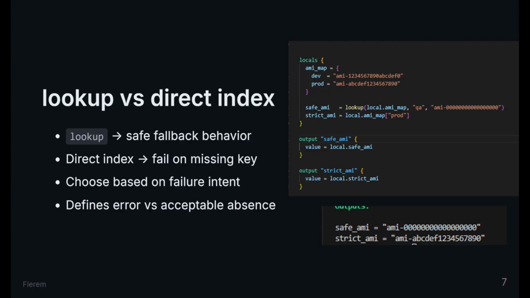Use direct index syntax when missing data should stop the plan. Use lookup when missing data should resolve to a known fallback. The mechanism is not about convenience. It is about declaring whether absent is an error condition or an acceptable branch in the design. Terraform explicitly notes that omitting the default in lookup is deprecated because that behavior collapses back into direct indexing and loses the main benefit of the function.